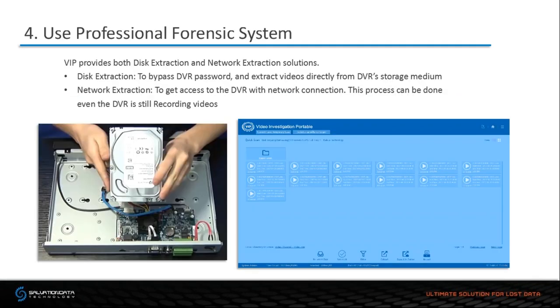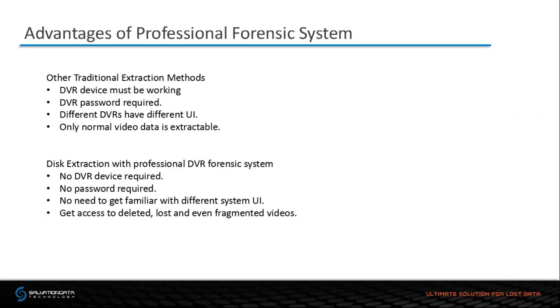And finally, we can use a professional forensic system to do the job. A professional DVR forensic system such as VIP provides both disk extraction and network extraction solutions. Compared with traditional extraction methods, using a forensic system has many great advantages. With traditional extraction methods, the DVR device must be working. If the DVR device is broken, it will be a real headache. And the DVR password is required in order to get access to its system. Also, different DVRs have different system UIs, which is really upsetting for video investigators. And most importantly, only normal video data is extractable without the help of a professional forensic system.